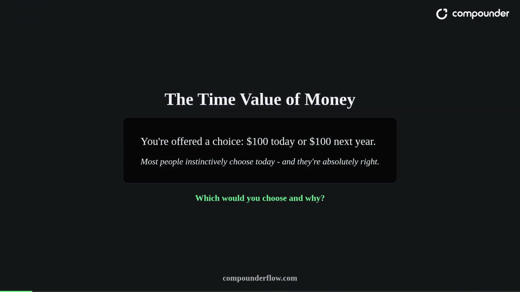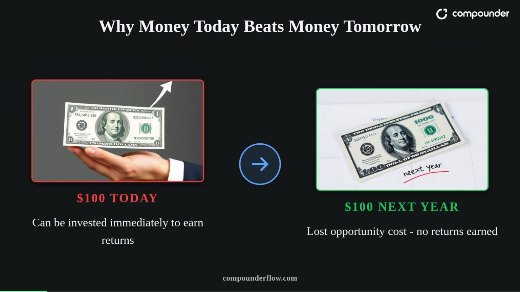Let's start with a simple question. Would you rather have $100 today or $100 next year? Most people choose today, and they're absolutely right. Money today is worth more than money tomorrow because you could invest that $100 and earn returns. This fundamental concept drives everything in DCF analysis.